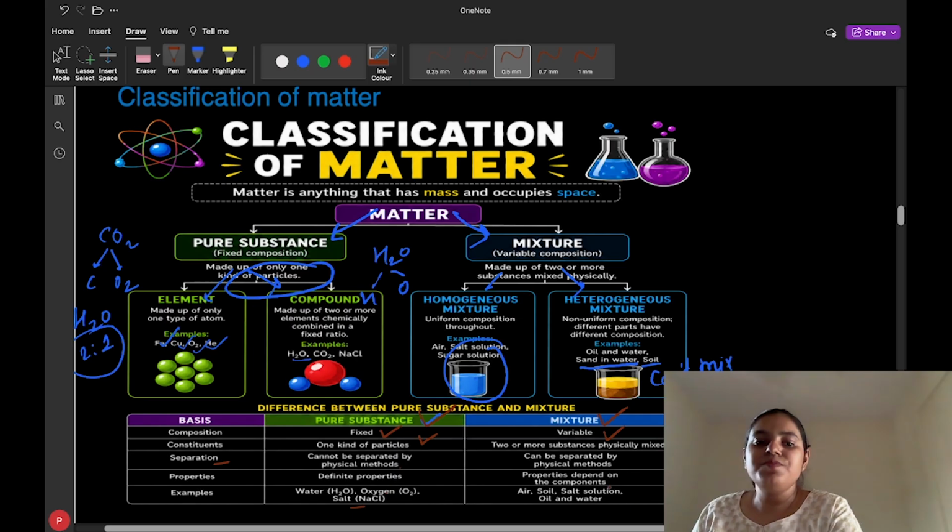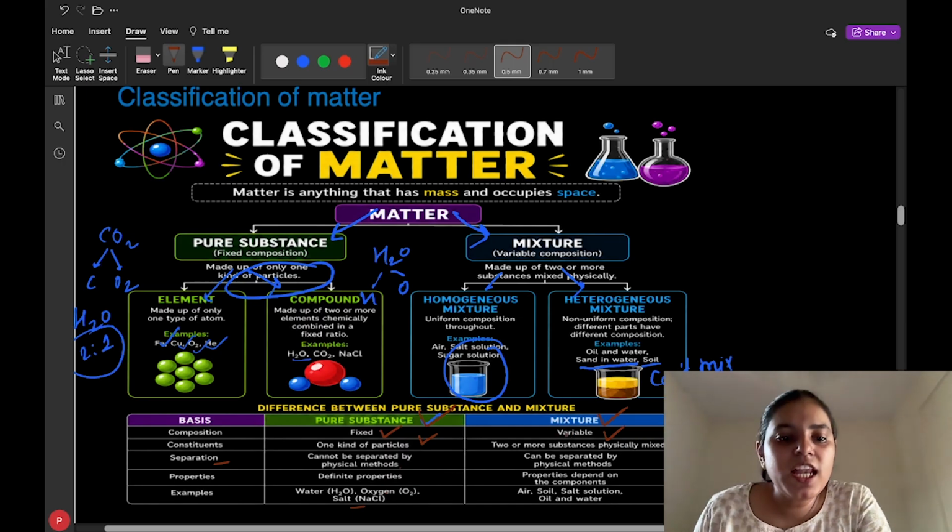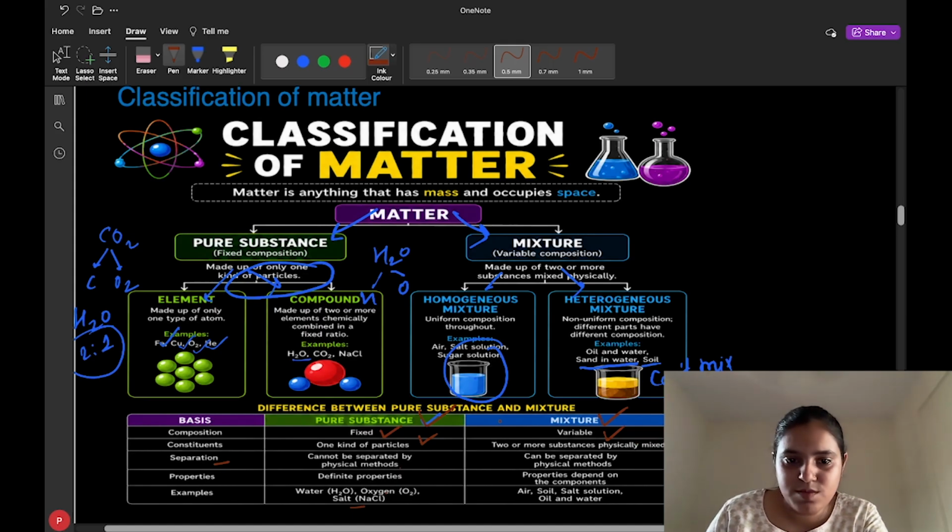So now we have studied matter. Matter can be classified into pure substances and mixtures. Pure substances can be classified into elements and compounds. Mixtures are classified into homogeneous mixtures and heterogeneous mixtures.